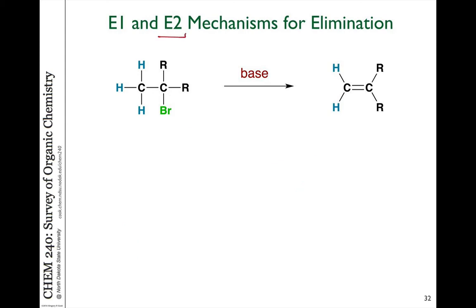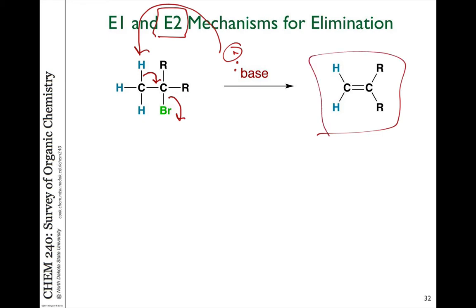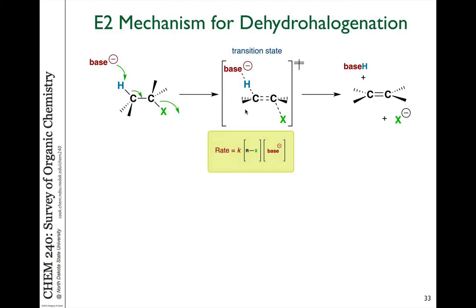In contrast, we can have an E2 mechanism where the reaction occurs by one step, where the base that we are using in the reaction is taking off the proton at the same time the electrons are coming down to form the double bond and kicking off the bromine. So all of these are happening in one step to give the product alkene and elimination of H and Br from adjacent carbons. Here's a little bit better picture of the E2 mechanism, which is happening all in one step.